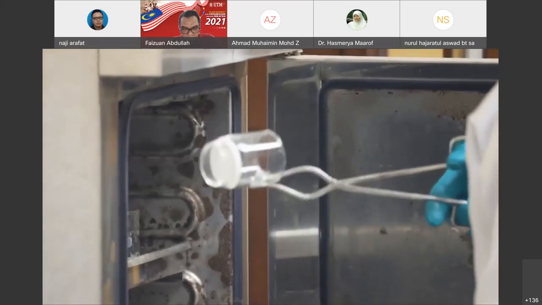Now, this is how I'm going to remove it. Be careful, it's very hot.